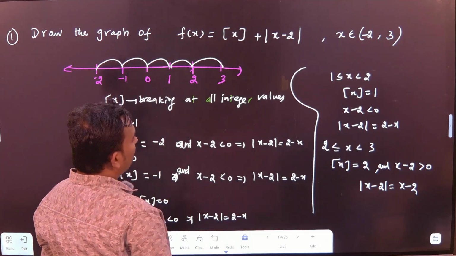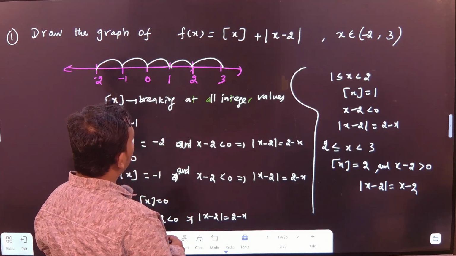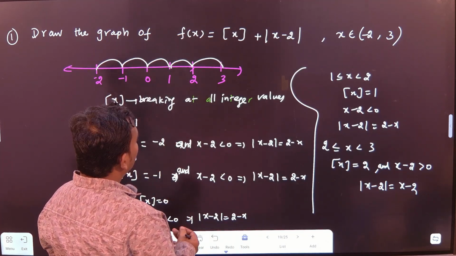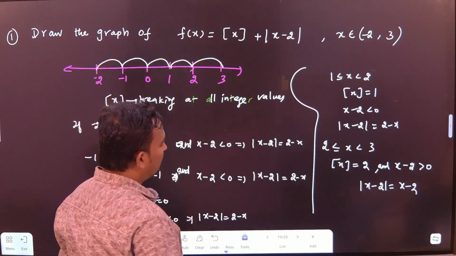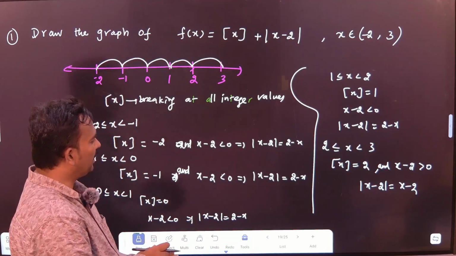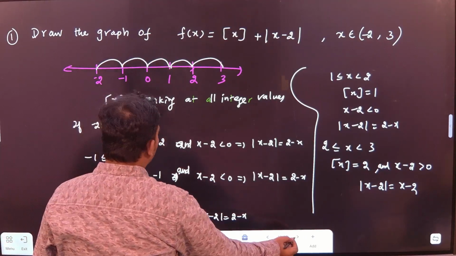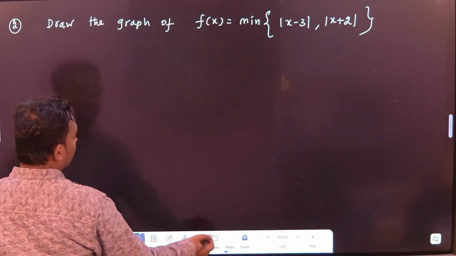But 3 is not included, so no problem. There is no issue, right? So you need not take more than 3. Okay, then redefine the functions. So how to redefine this?